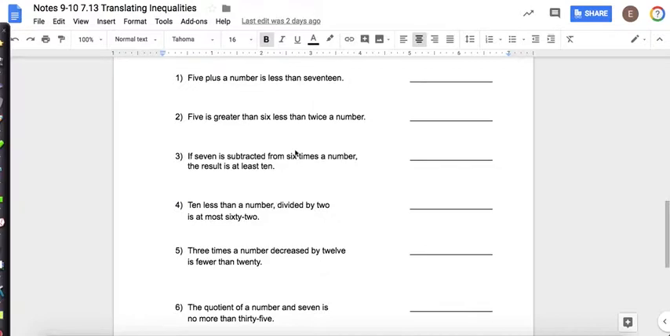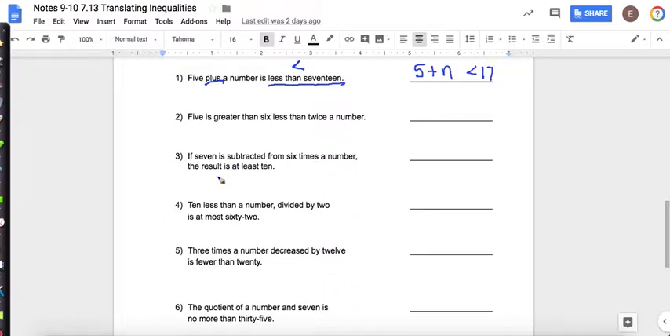5 plus a number is less than 17. So our inequality symbol would be right here, and less than means your arrow points to the left. And I'm going to write that first so I don't get confused. So less than 17. And how do I write 5 plus a number? 5 plus n.